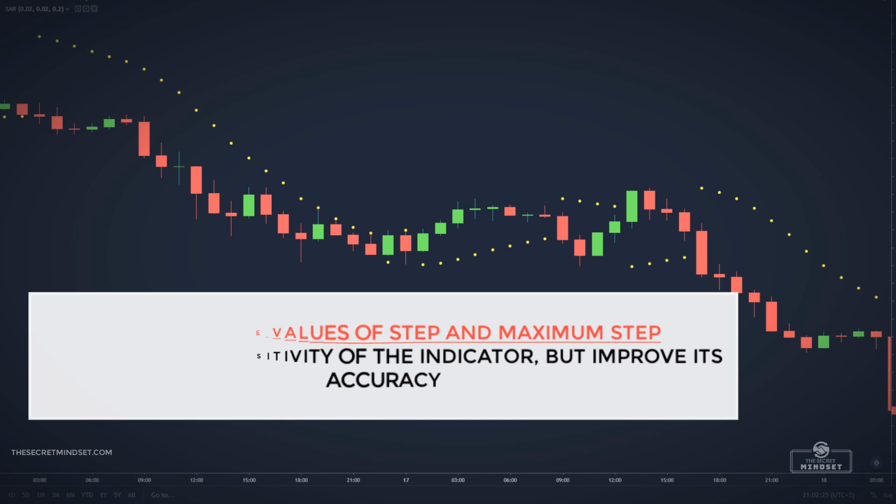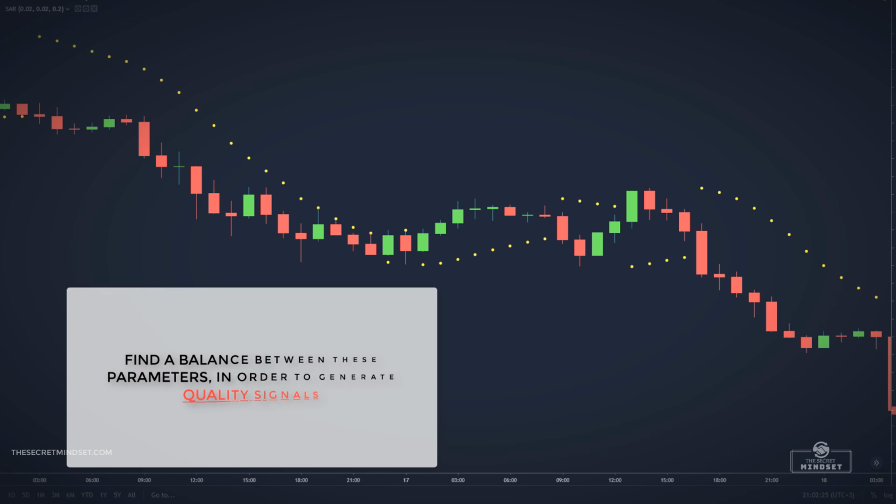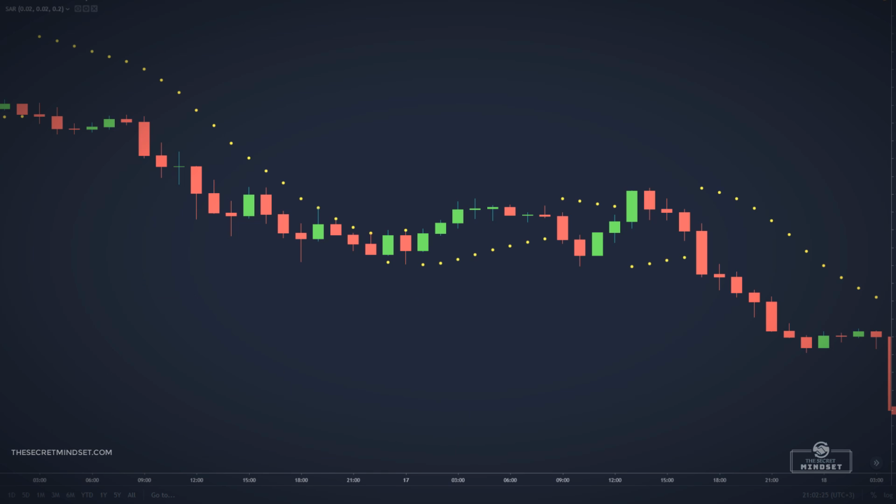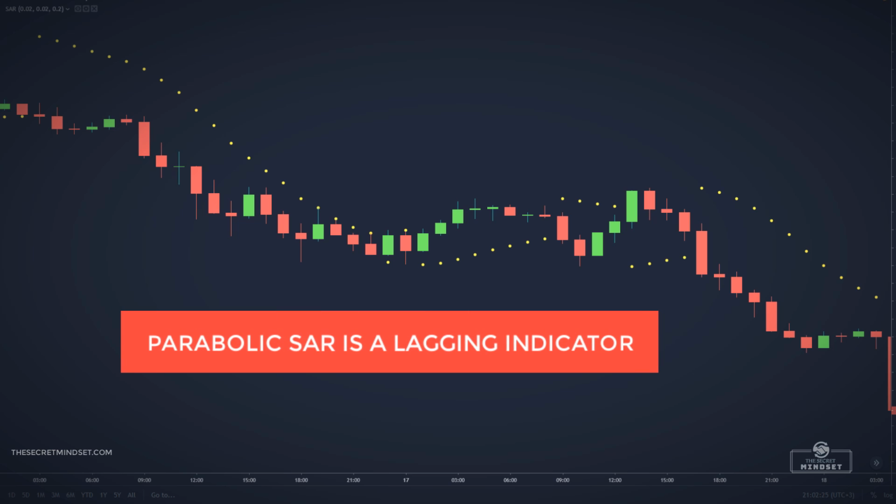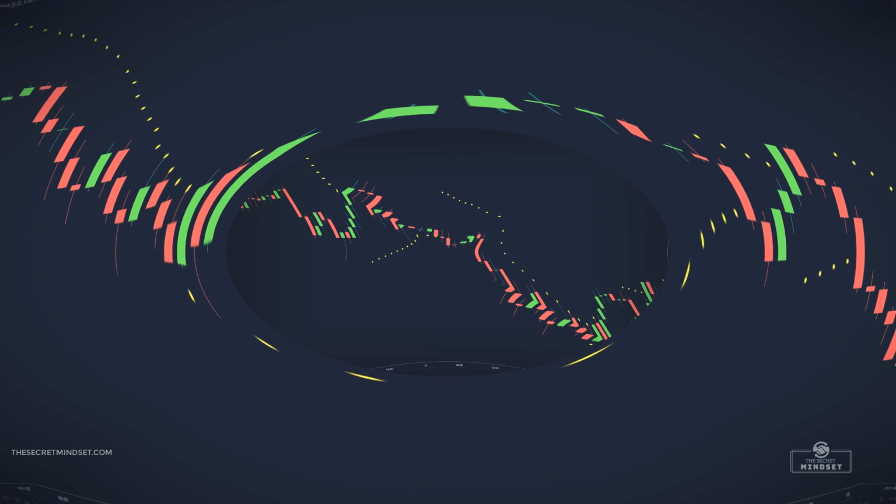It's important to find a balance between these two values in order to generate quality signals which are not lagging the price. Speaking about lag, Parabolic SAR is indeed a lagging indicator because it follows the price, and you will need the help of other trading tools to generate quality signals.